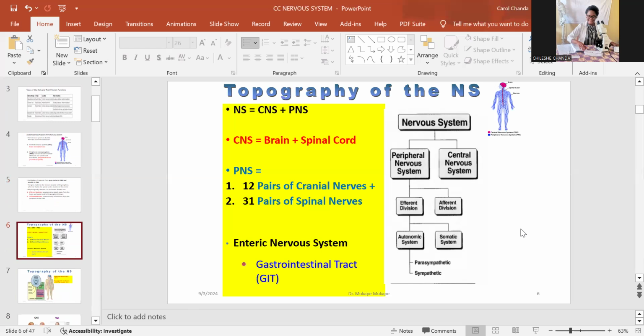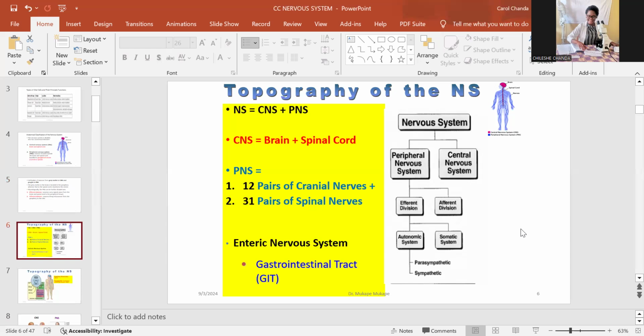So when you look at the nervous system topographically, at a glance, you will notice that the nervous system is made up of the central nervous system and the peripheral nervous system, and the central nervous system, like we've already said, is made up of brain and spinal cord. The peripheral nervous system is made up of 12 pairs of cranial nerves and 31 pairs of spinal nerves.